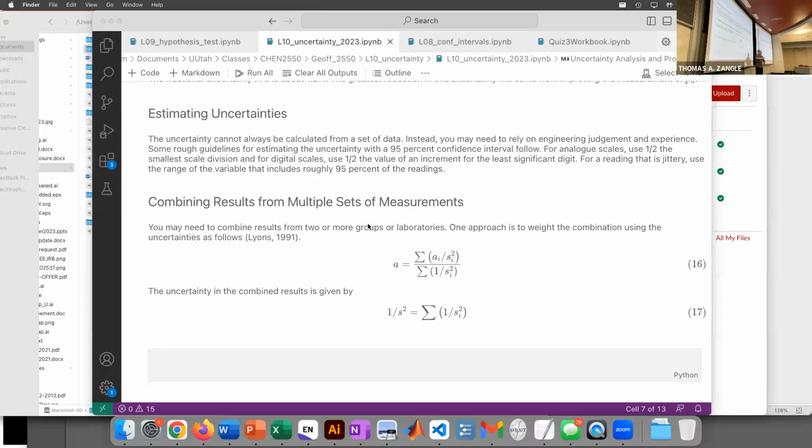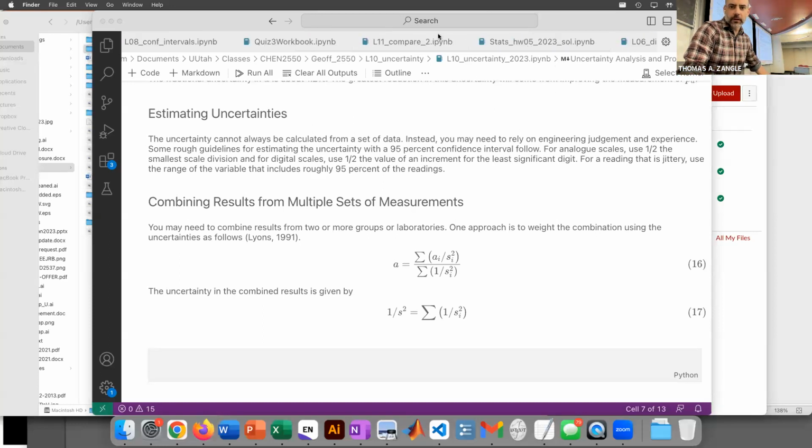But now we're going to step back into hypothesis testing. We're going to look at hypothesis testing when we have two samples and we want to compare the mean results of those two samples. But any questions on uncertainty and its propagation before we go there? Okay. And again, you'll see this on your homework.